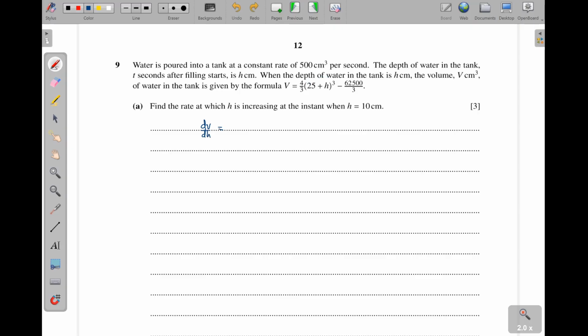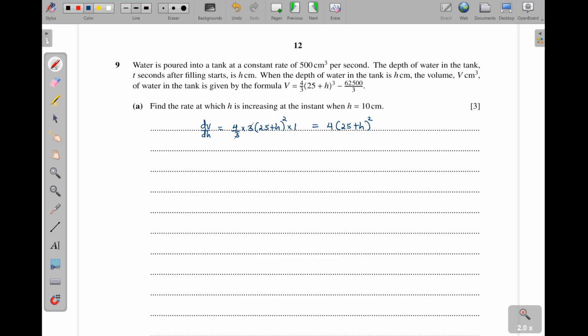drop this power here. So we shall have 4 over 3, then times 3, and then (25 plus h), then power 2 here. But then enter inside here, you differentiate. This one will be a 1. That is chain rule. This one is a constant, so when I differentiate, it disappears. So altogether, I get 4 into (25 plus h) squared, because this one disappears, right?